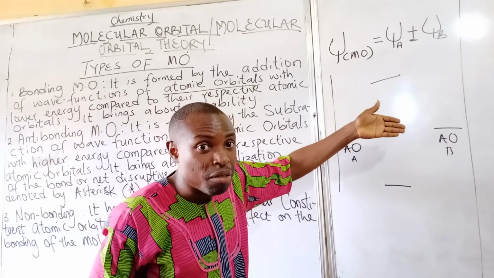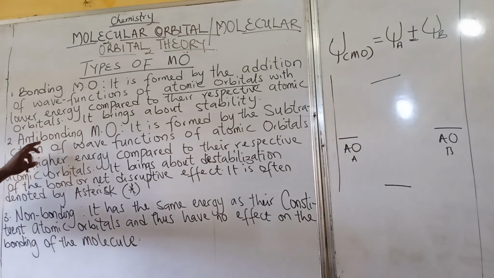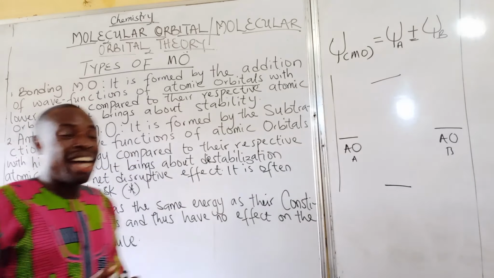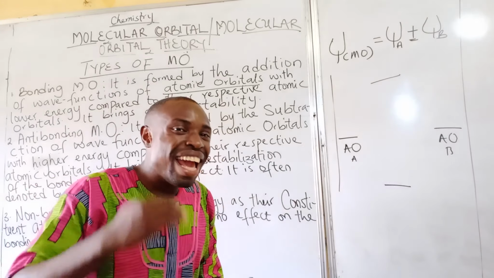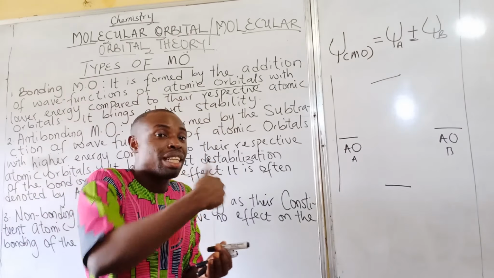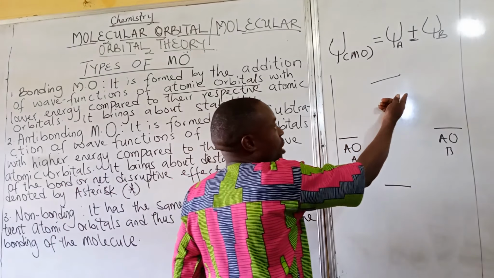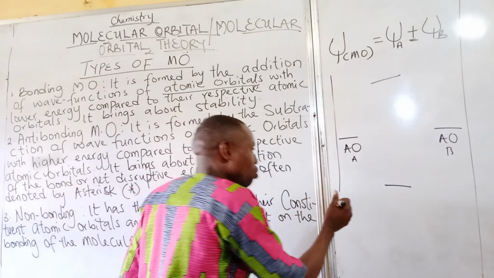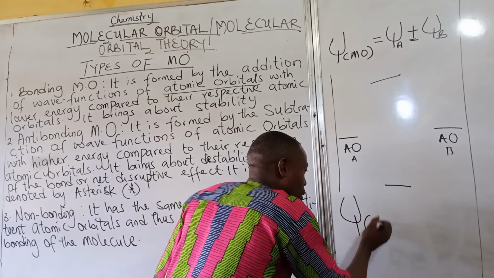Now we run down to the anti-bonding molecular orbital. We say it is formed by the subtraction of wave functions of atomic orbitals, and they always have higher energy compared to the orbitals that formed them. Of course, as you can see here, it means that in the case of the anti-bonding, we'll just be having it like this.